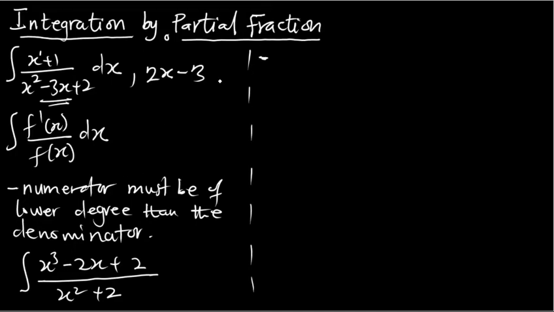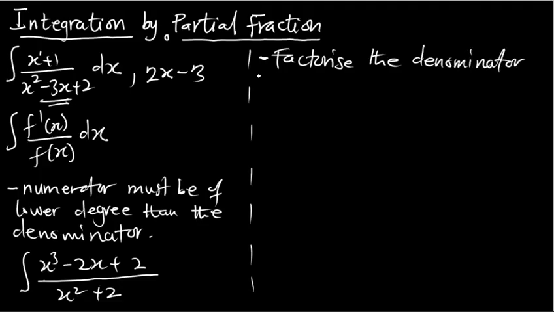So the second point, we should always factorize the denominator into prime factors. We have to factorize the denominator into prime factors. Are we okay?